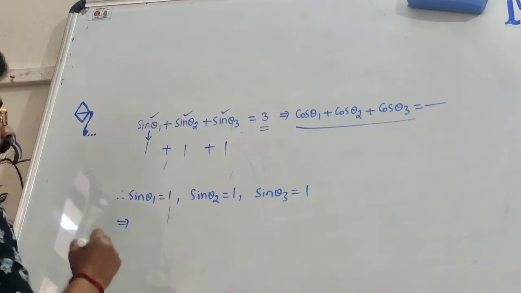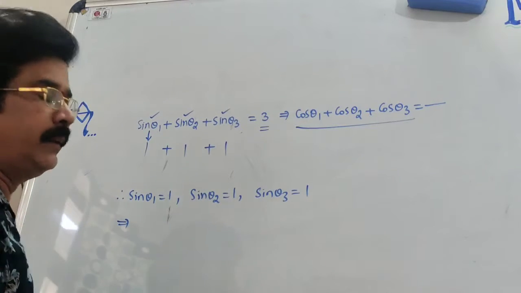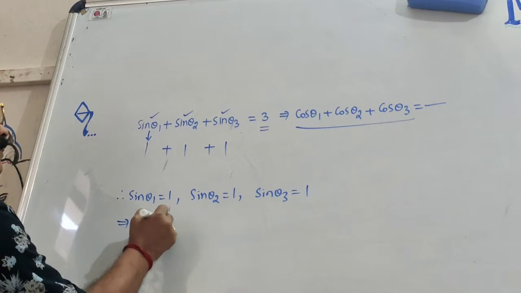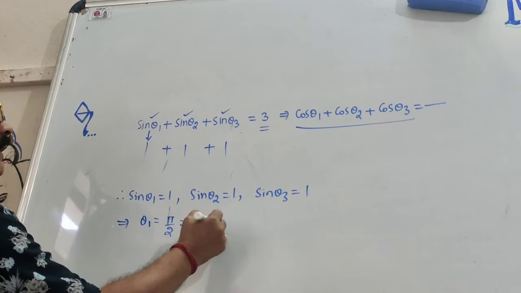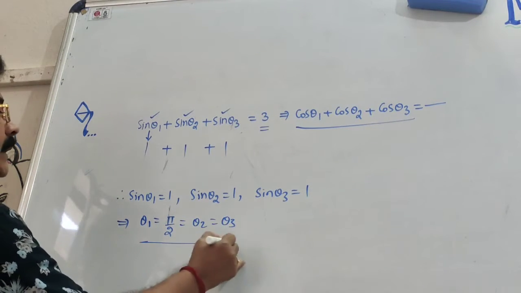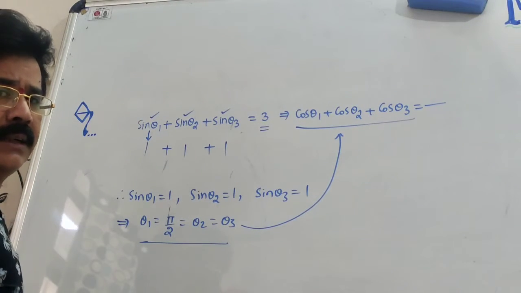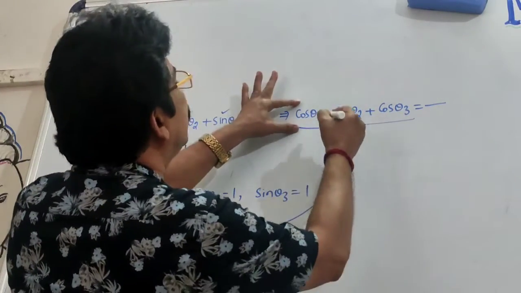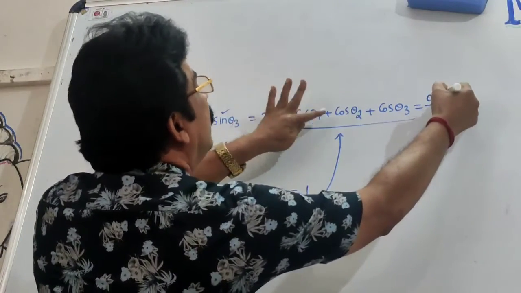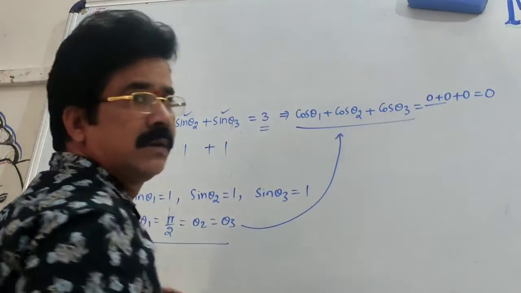Actually, sin 90 degrees equals 1 by the principal table value. So θ1 is equal to 90, that is equal to θ2, that is equal to θ3. Put in the question: θ1 is 90, θ2 is 90, θ3 is 90. cos 90 is 0, cos 90 is 0, cos 90 is 0. So the answer is 0.